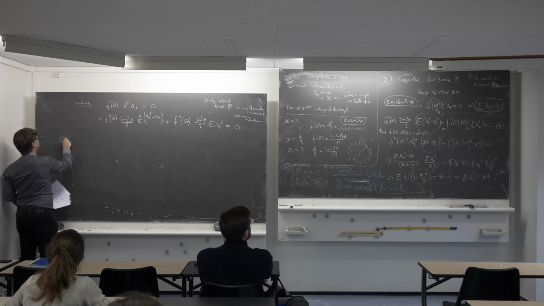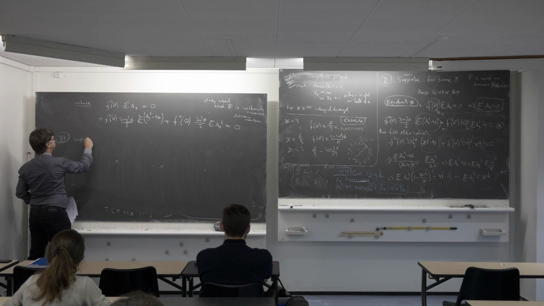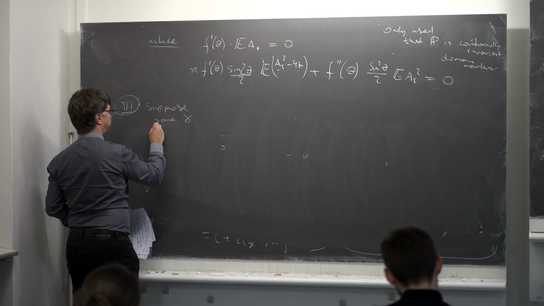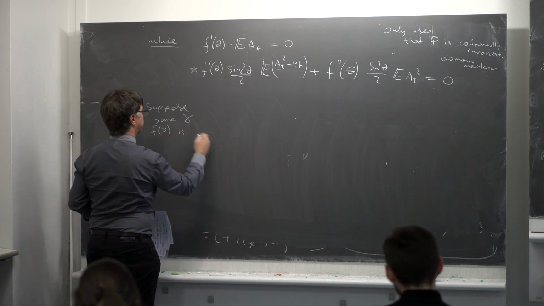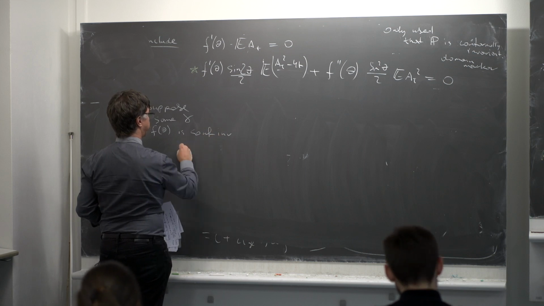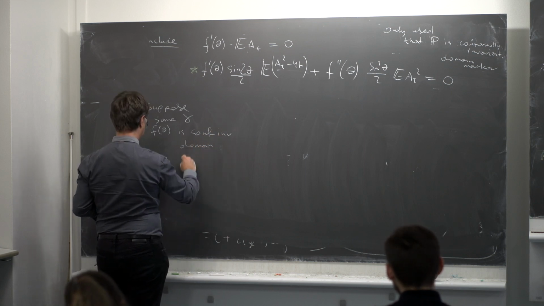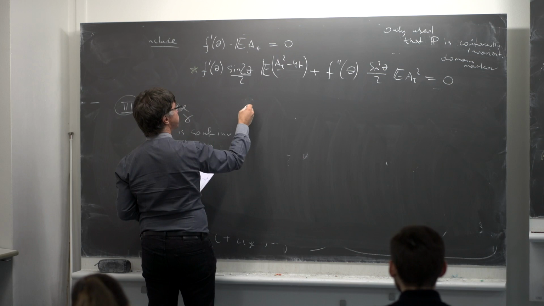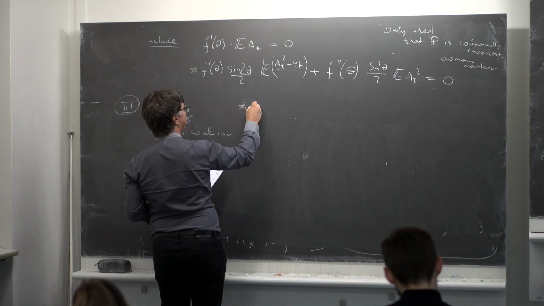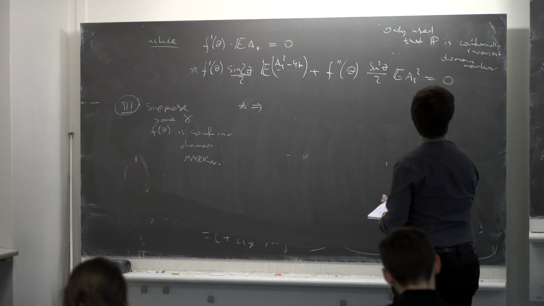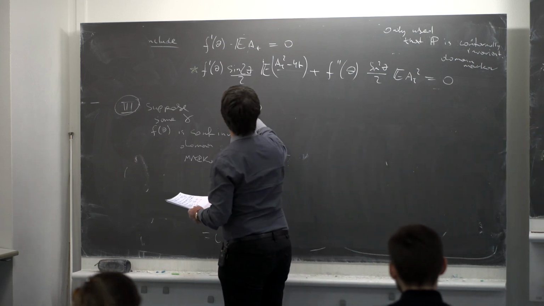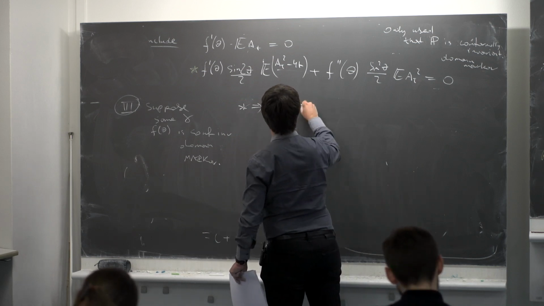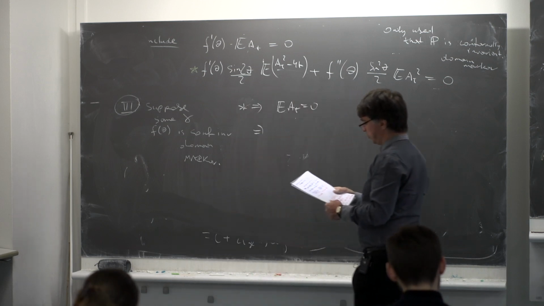So let's say 3. Suppose there is some curve, some gamma, where f of theta is conformally invariant and domain Markov. Then when we write all of our equations, this equation star and the other one will mean that the expectation of AT is equal to 0, which we already have written.